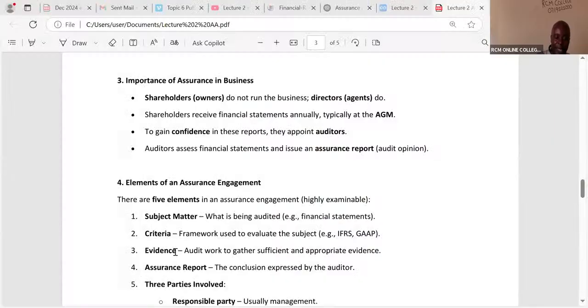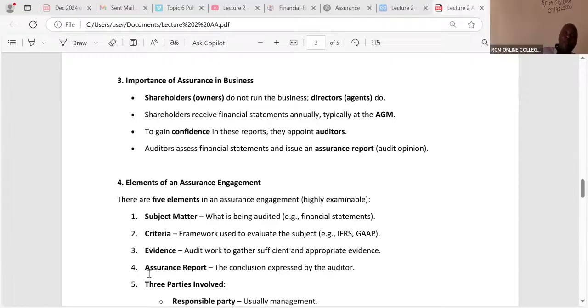All right. So then there must be evidence, because audit is all about making an opinion, and you can't make an opinion haphazardly. You will need evidence. So evidence, audit work to gather sufficient and appropriate evidence. And then at the end of the day, there must be reporting. There must be an assurance report, the conclusion expressed by the auditor.